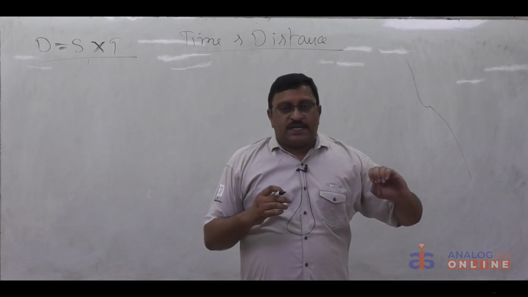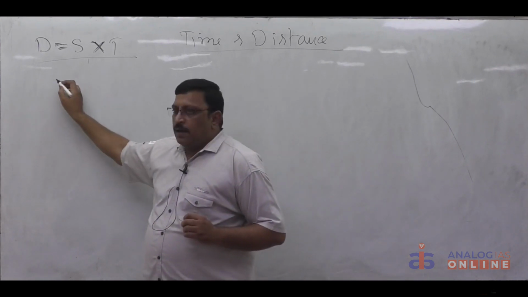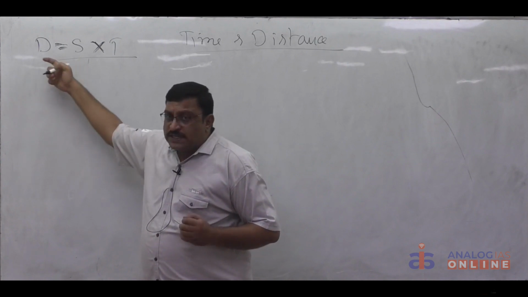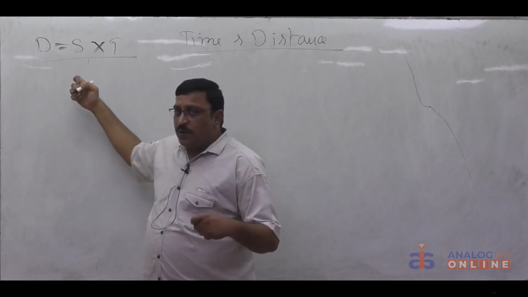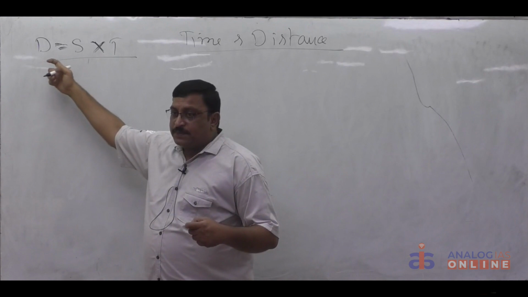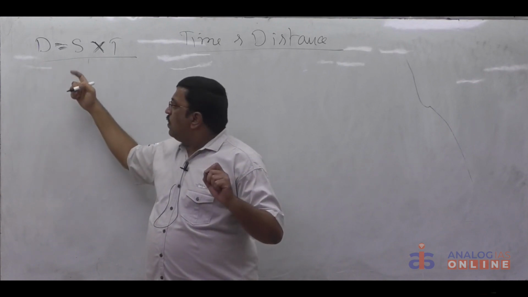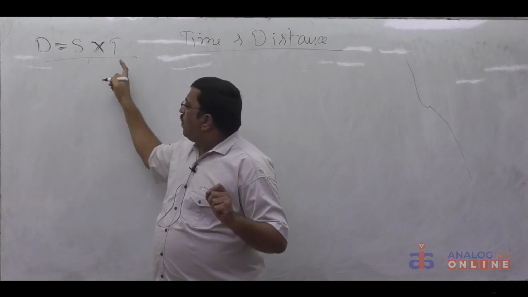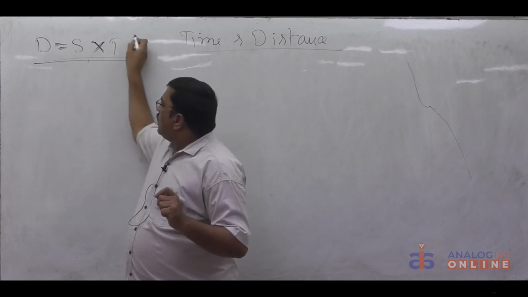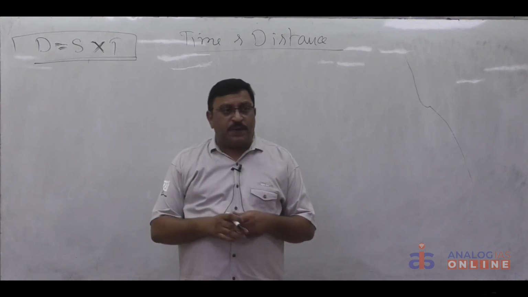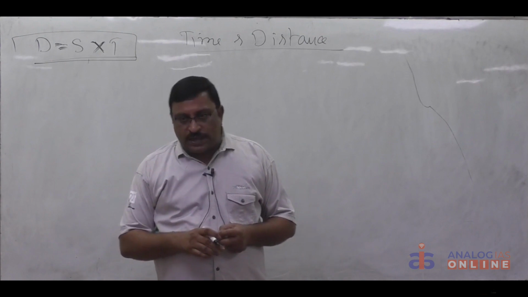Now distance is equal to speed into time, then speed is equal to distance by time. No need to write that one. Time is also distance by speed. So no need to worry about the formula. Always keep this one in mind: distance is equal to speed into time, right?